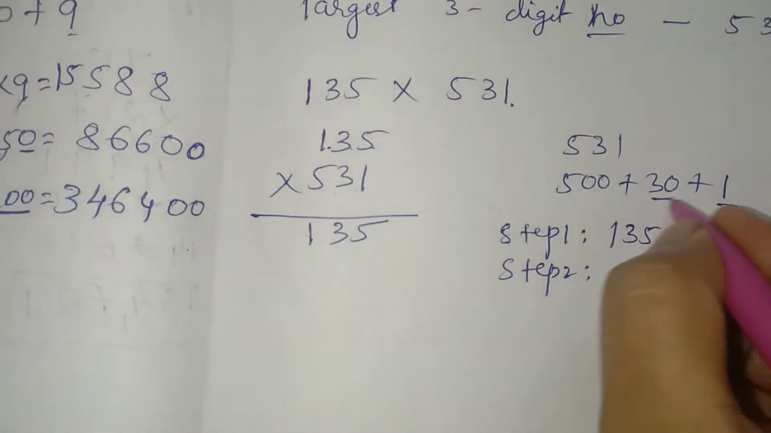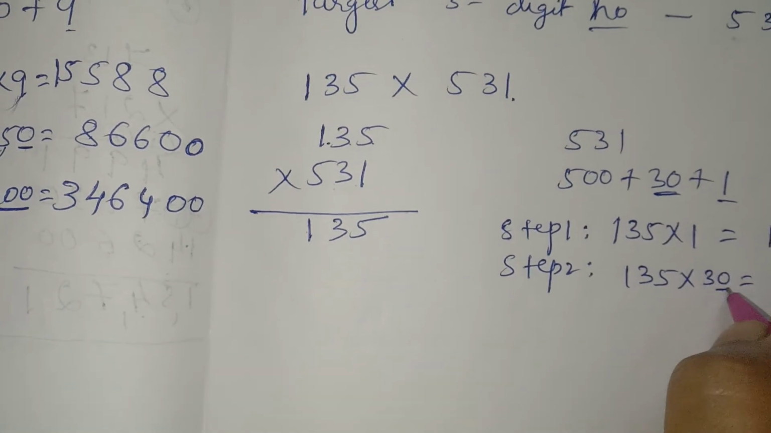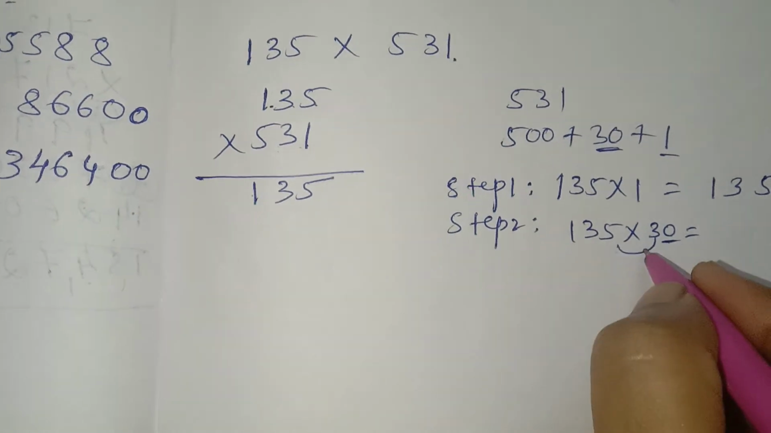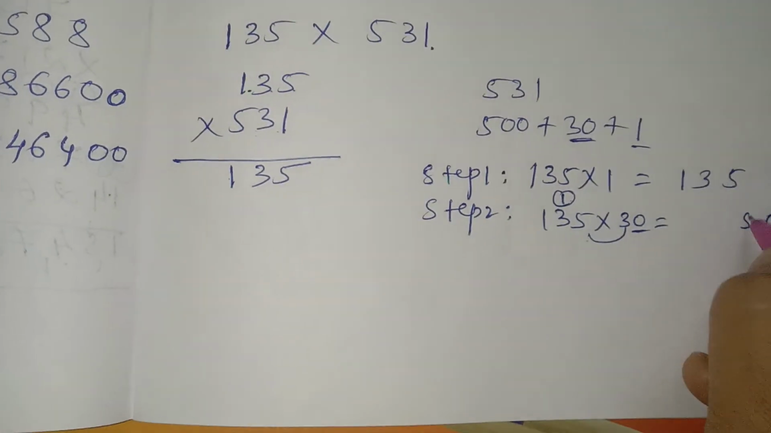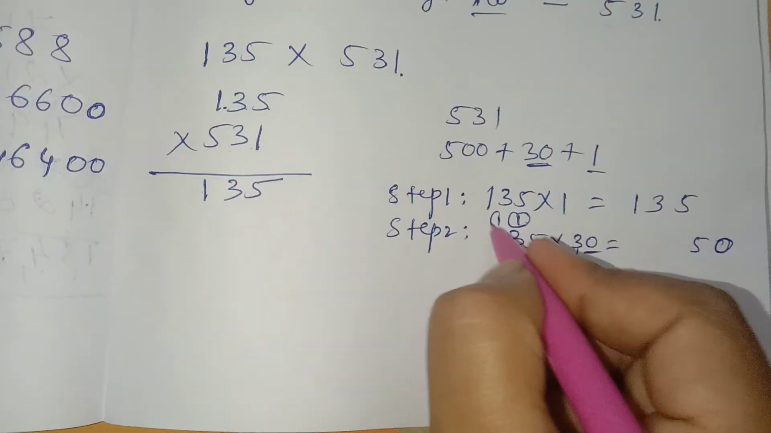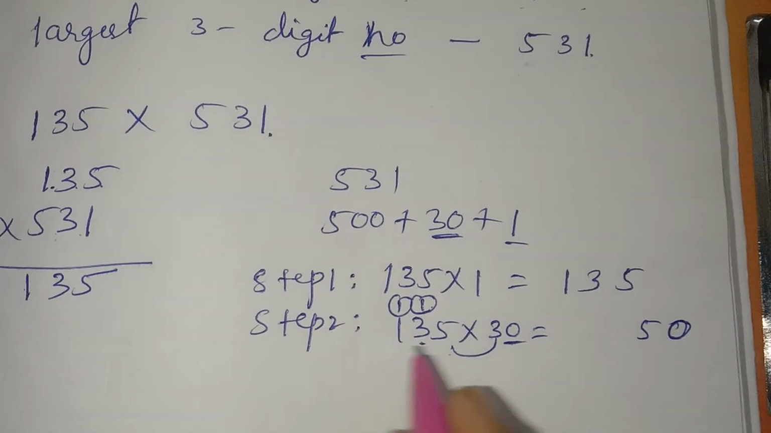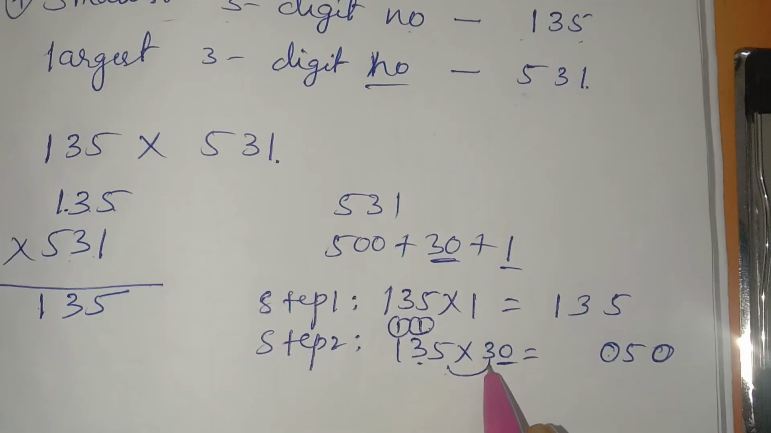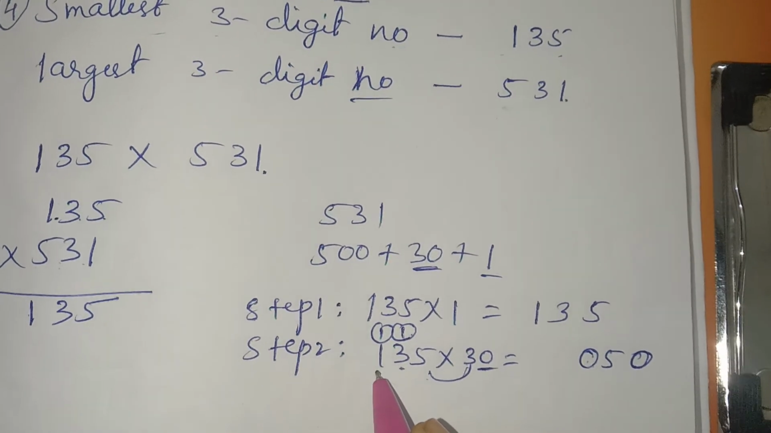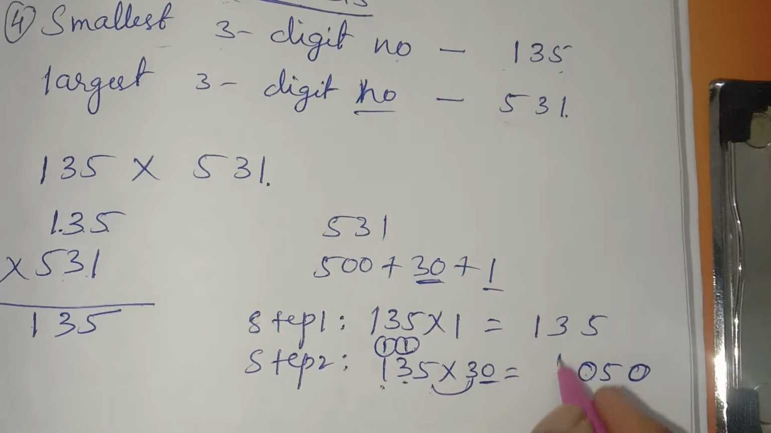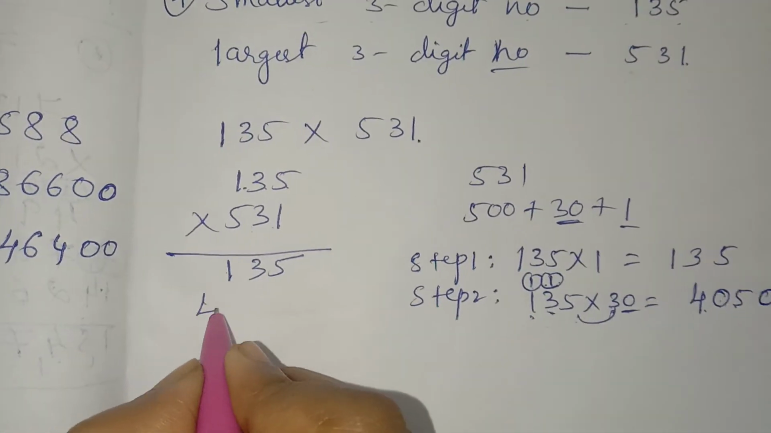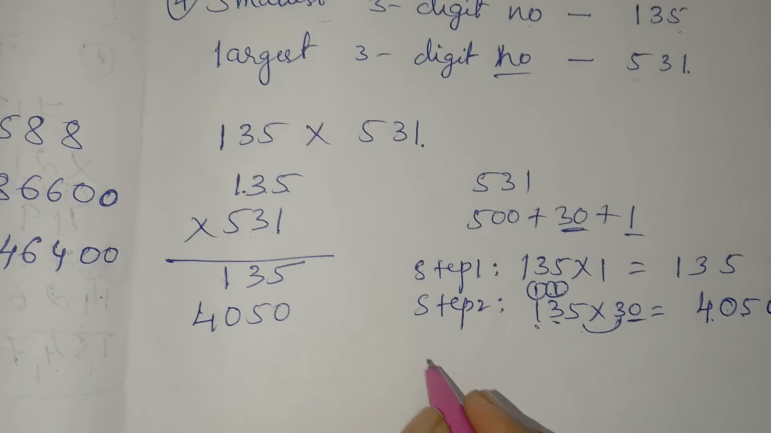Now step 2. 135 into 30. Here I am having 1 zero. I'll write 0. 3 5s are 15. 3 3s are 9, 9 plus 1 is 10. 10. And 3 1s are 3, 3 plus 1 is 4. 4050 in step 2.